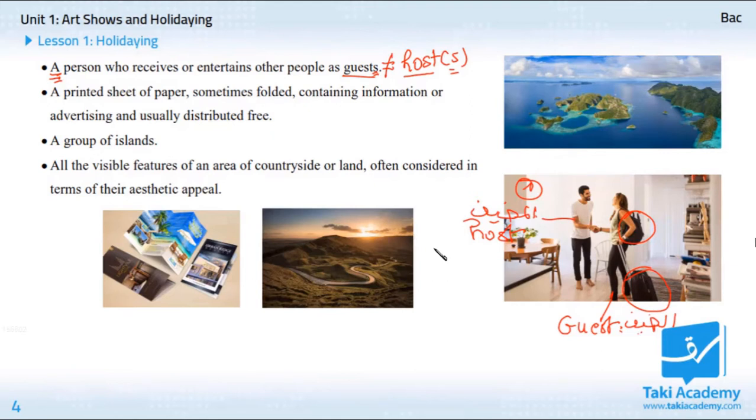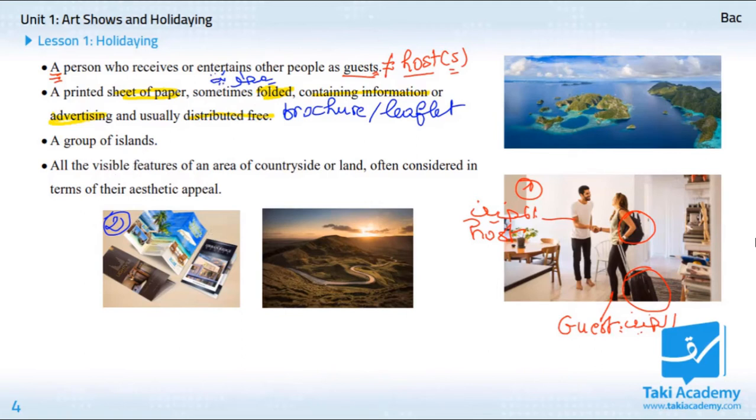A printed sheet of paper. Okay, so the keywords here, sheet of paper, sometimes folded, containing information or advertising, and usually distributed free. So we are talking about a brochure. Like when you go to a travel agency, they give you a brochure with the beautiful destinations, or we can also say a leaflet. And the word folded here means مطوية.